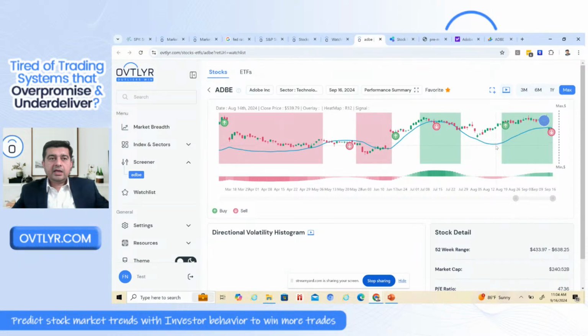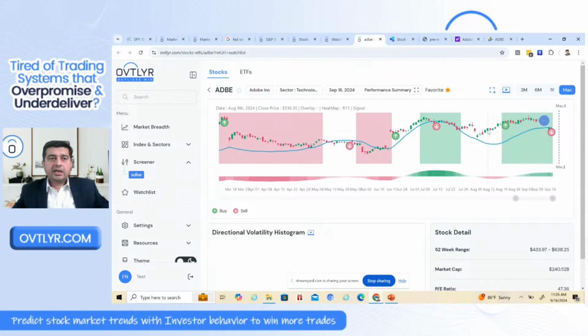Adobe is one of the stocks where I want to get in. This is a great time to get in. Again, I may be getting in around $554 here, and when this heat map touches, let's say, G15 or G19, I may be looking to get out. That's my criteria of a trade.